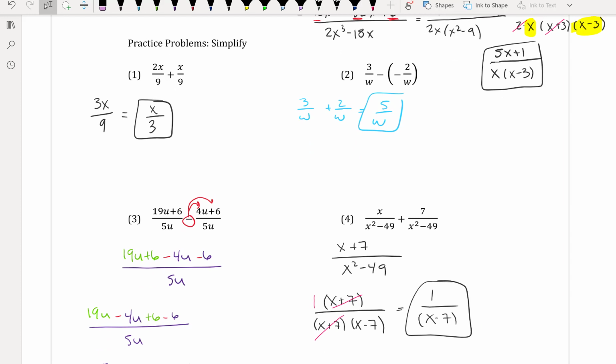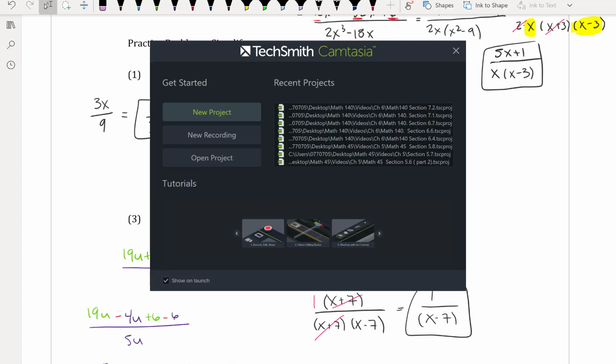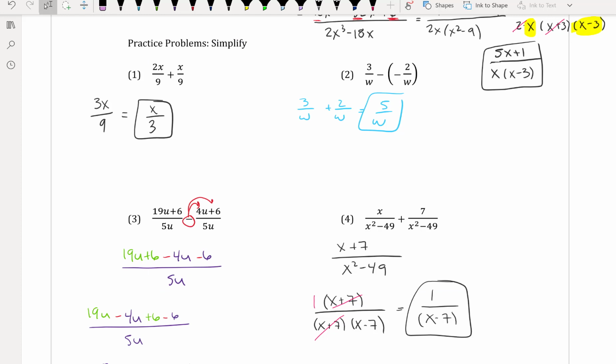Okay, well, I hope you guys had enough time with the practice problems. So what I ended up doing is, for number 1, I got x over 3. For number 2, that subtracting negative ends up becoming a positive. So just remember that whenever you have a subtraction with a negative, it turns into addition. So then 3 plus 2 is 5 over my w.